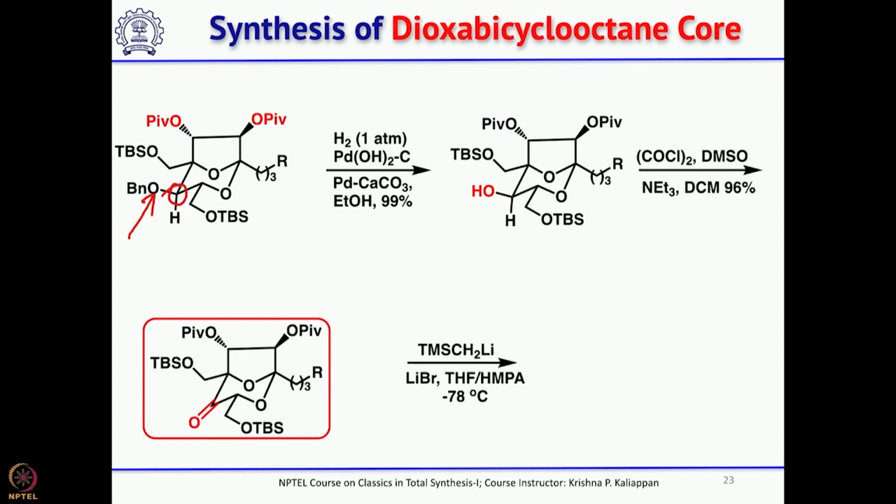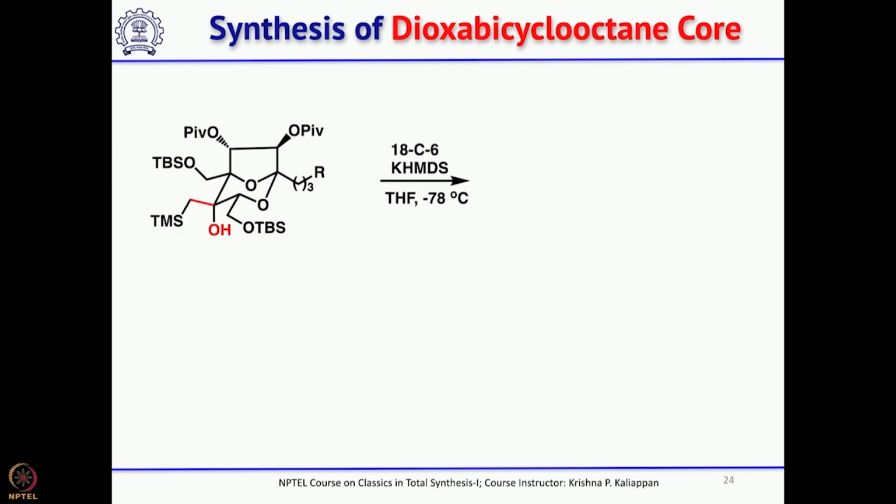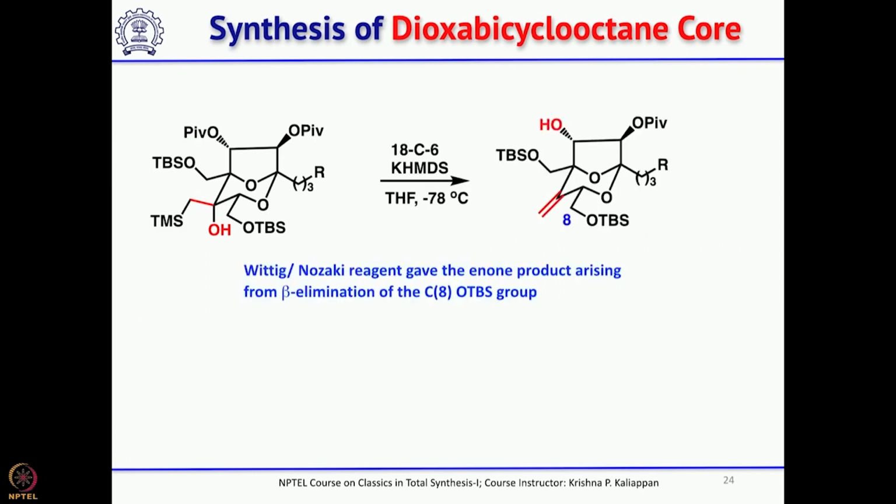Now addition of trimethylsilylmethyl lithium gave this product. See, normally when you talk about trimethylsilylmethyl lithium or the corresponding magnesium salt, that is meant for Peterson olefination. You will get a double bond. So now the product has trimethylsilyl ethanol as the subunit. So that compound, upon treatment with 18-crown-6 and potassium hexamethyldisilazide, underwent elimination to give the double bond. Basically, the whole thing is Peterson olefination.